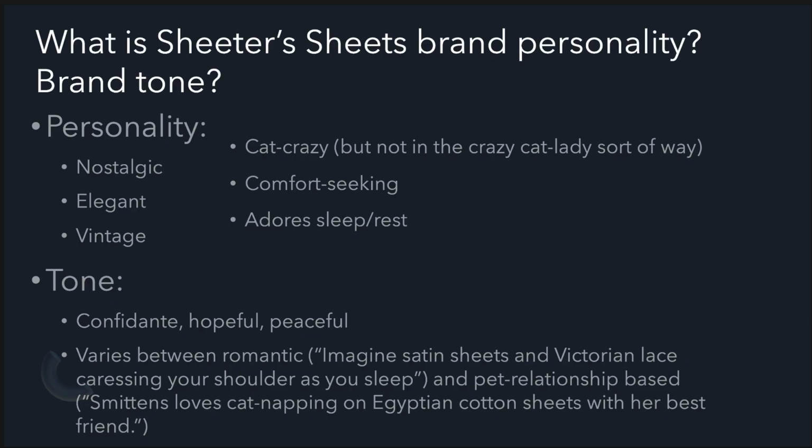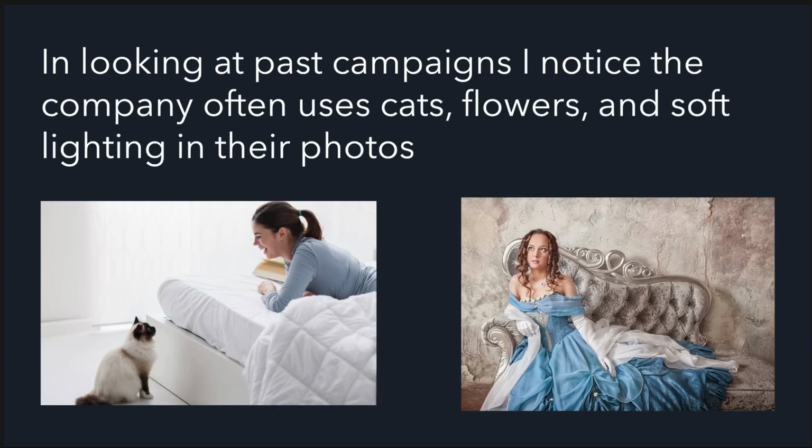So when we looked at the catalog, there were some copy or words that say things like, imagine satin sheets and Victorian lace caressing your shoulder as you sleep. So that's kind of the romantic. And other copy is more pet relationship based. Smittens loves camp napping on Egyptian cotton sheets with her best friend. When we look at some of the pictures in the catalog, we see this as well. We see both that cat loving side, and we also see this romantic vintage nostalgia side.